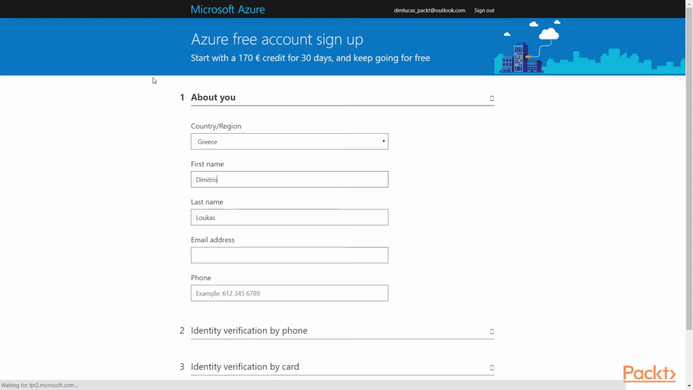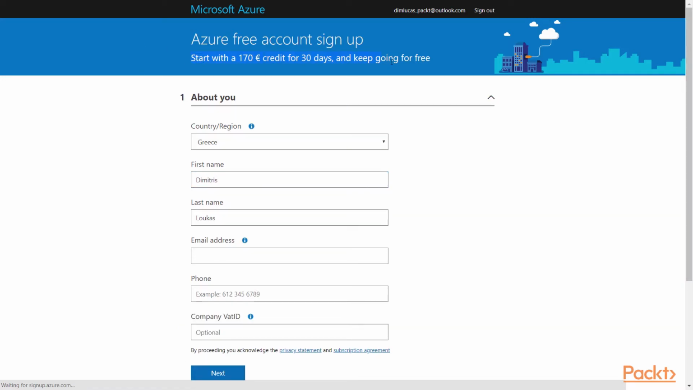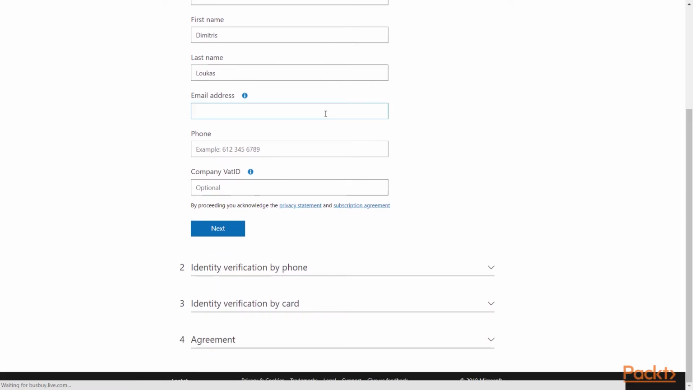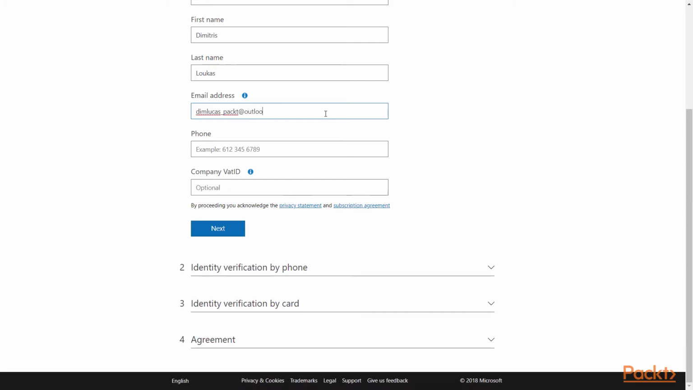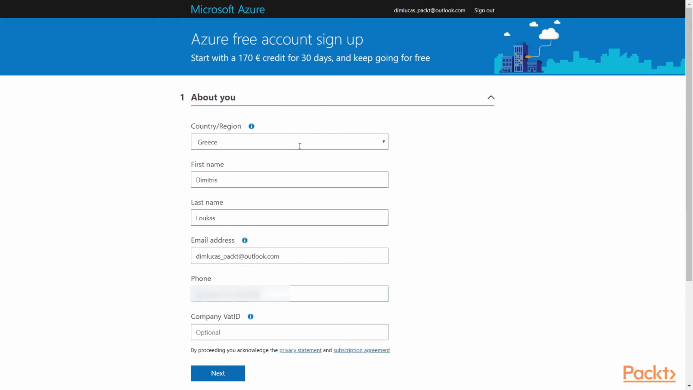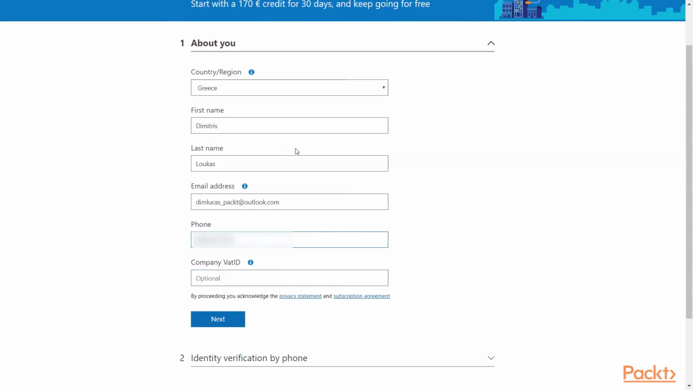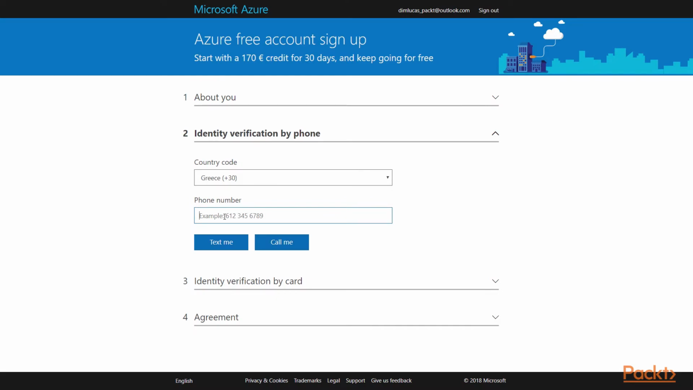And here you are. You can see in the top header that we start with the 170 euros, which equals $200 in credit. That's because my currency is euro, my country's currency. That's why the $200 credit changed to 150 euros. I can provide the email address, a phone number. Let's ignore this company VAT ID.